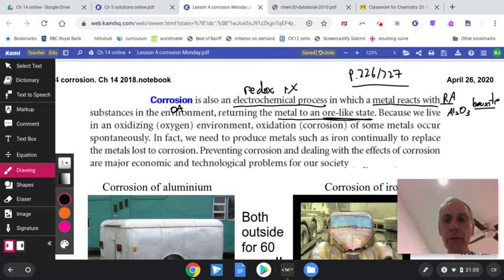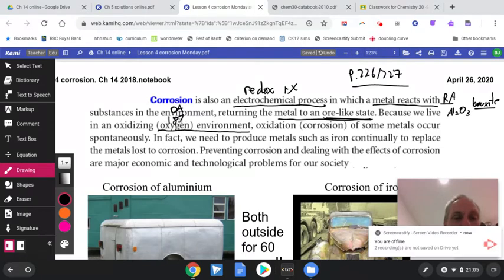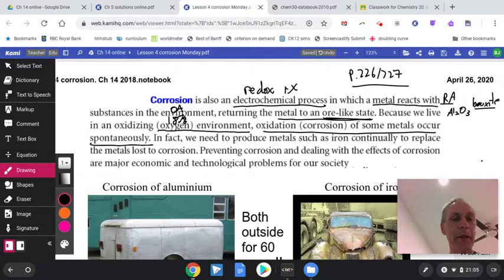Okay. We live in an oxygen-rich environment. 18% of our atmosphere is oxygen, and oxygen is a pretty good oxidizing agent. So metals are constantly being attacked as reducing agents. They are constantly being attacked by the oxidizing agents. And as a result, we have oxidation or corrosion of metals occurring spontaneously. It just happens on its own because oxygen as an oxidizing agent is above most metals as a reducing agent on our table of relative strengths.